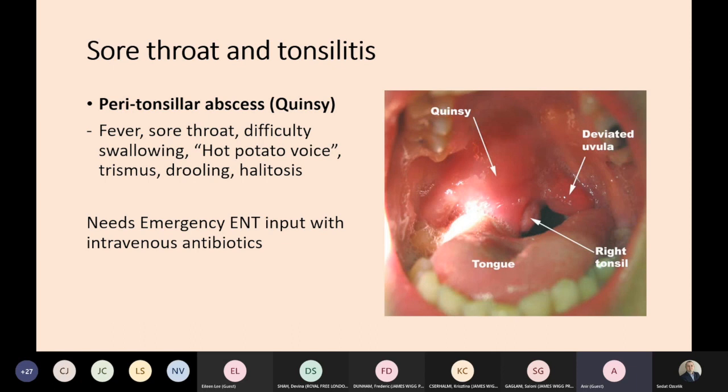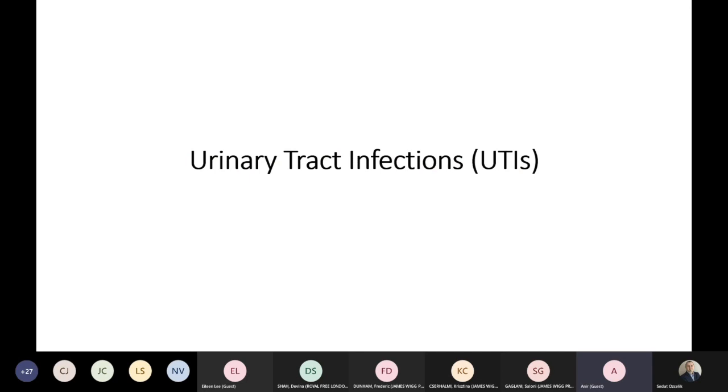And as you can see from the picture, it generally presents with this sort of unilateral swelling that is pressing on the tonsils. You may get some deviation of the uvula, as you can see in the photo. Next slide. Great. So that was really a whirlwind tour of thinking about upper respiratory tract infections and tonsillitis.